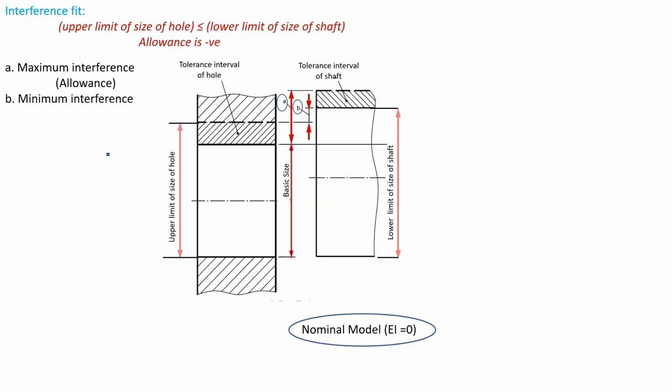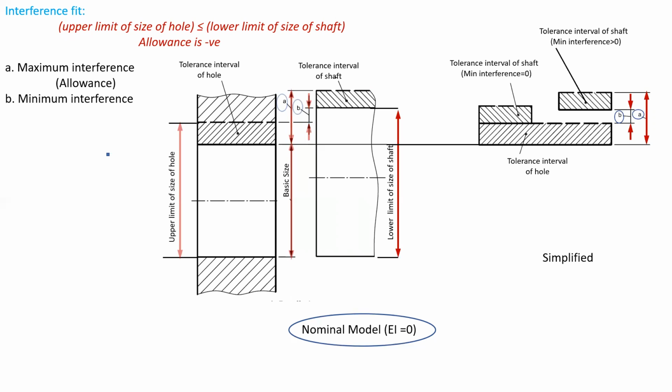And because the lower limit of size of shaft is greater than the upper limit of size of hole, to assemble this, we will always have to apply a force fit or a press fit depending on the degree of interference. So here we can see A is the maximum interference that is also equal to allowance, and allowance will be negative, and B is the minimum interference.